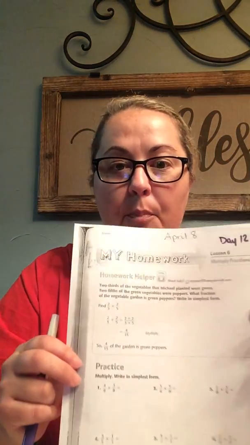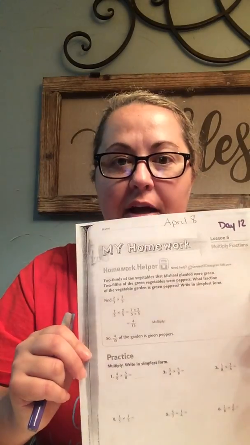Yesterday we multiplied a whole number times a fraction. Today we're going to multiply a fraction by a fraction. Alright? It's going to work exactly like we did yesterday. We're going to multiply our numerators together, and then we're going to multiply our denominators together, and we're going to see if we can simplify.